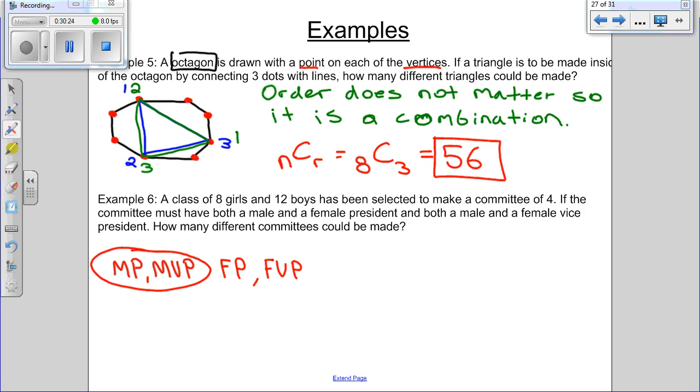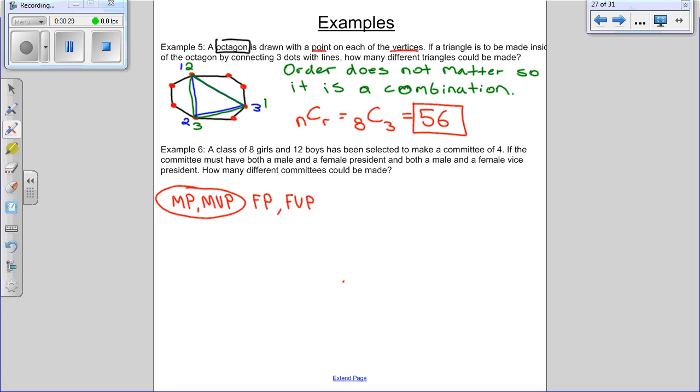I know it's got to go NPR. Order matters. What's my N? How many people can I select from? Just the boys, right? That's the restriction. They said it had to be a male president. So I don't have 20 people to pick from. I've got 12 people to pick from. So I'm 12, P, and how many boys do I want? Two. So 12P2. And that'll create the boys side of the committee.